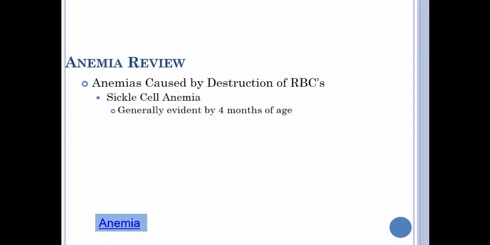So we're also going to talk about cellular regulation. In a review of anemia, anemias are caused by destruction of red blood cells. Sickle cell anemia is generally evident by about 4 months of age, so it usually is not noticed at birth. They are screened for sickle cell at birth, but it's not usually apparent because the destruction doesn't take place immediately. So usually about 4 months after, because of the maternal circulation while they're in utero.